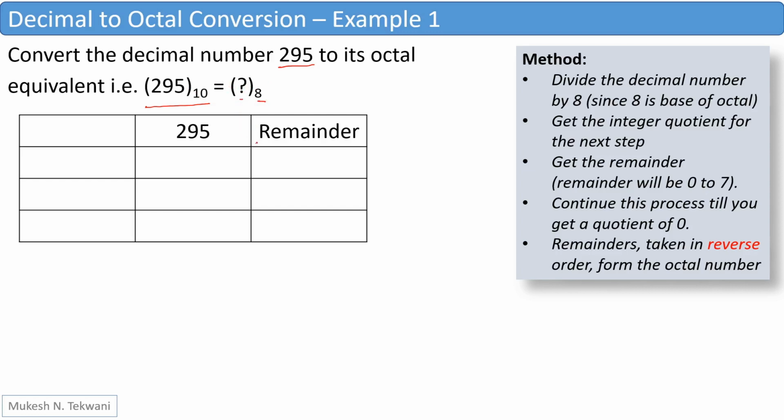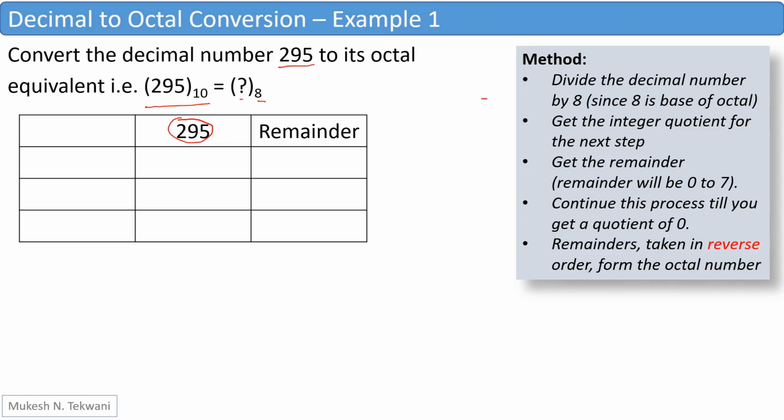Now the method is very simple. We will create 3 columns here. The first column will contain our divisor, which is going to be 8. The second column contains our original number, which is 295. The third column we have marked as remainder. Now let us start by understanding how we bring about this conversion.